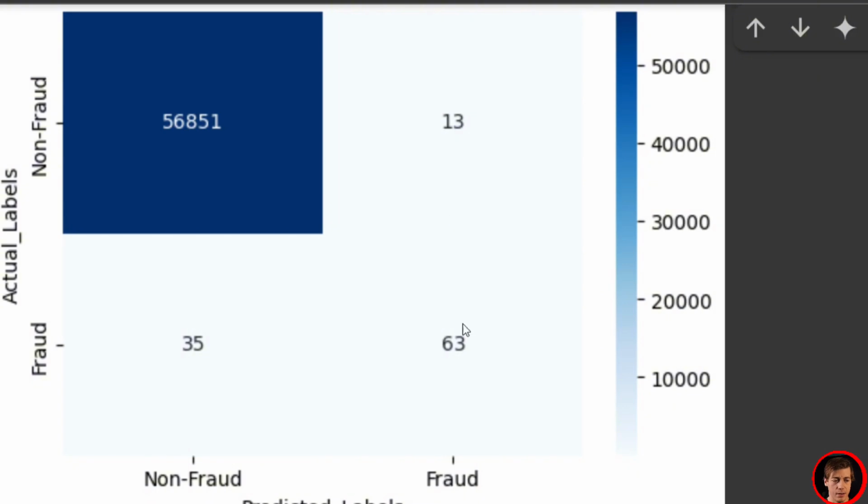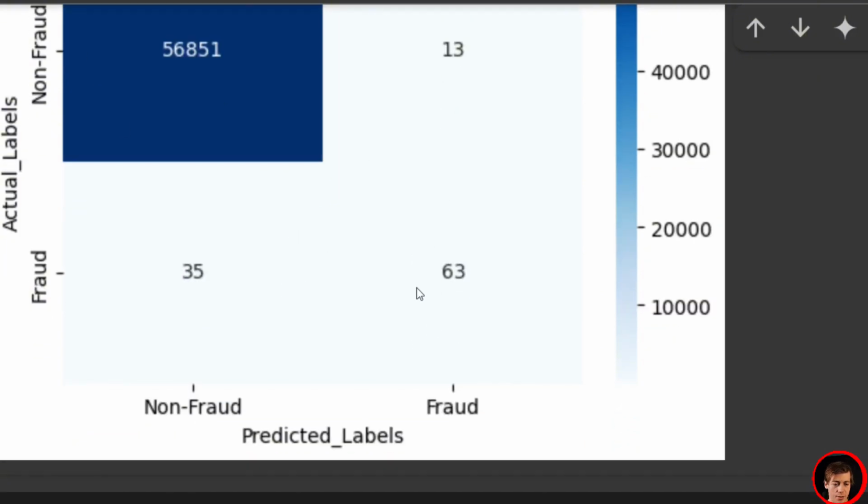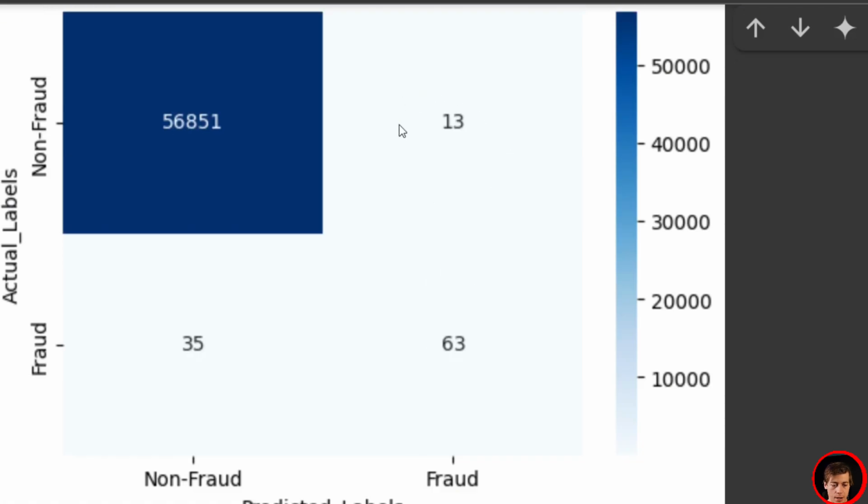Okay, and now analyzing this over here, right? So first thing is on the fraud side of things, we had 63 that we predicted were fraud and were actually fraud. Then on the non-fraud side of things, there's 35 that were fraud that we classified as non-fraud. And then over here, again, we had 13 that we said were fraud that were non-fraud.